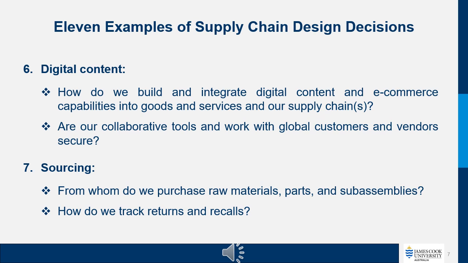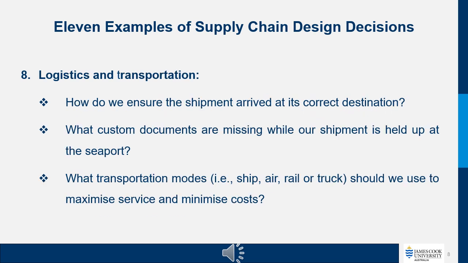Sourcing is another important element in decisions. From whom do we purchase our raw material, parts, and sub-assemblies? How do we track the returns and recalls and all those elements? Logistics and transportation is one of the most important factors in our decision. How do we ensure that the shipments arrive at the correct destination? What custom documents are missing while our shipment is held at the seaport, for example? What transportation mode should we use to maximize service and minimize the cost? So these are again other questions that we always need to be asking.